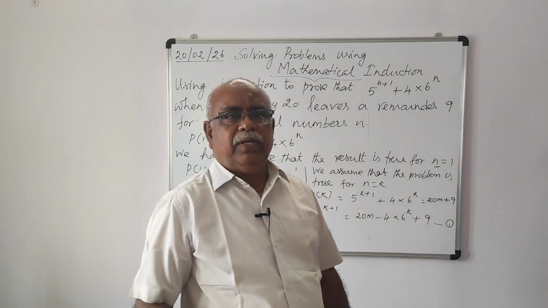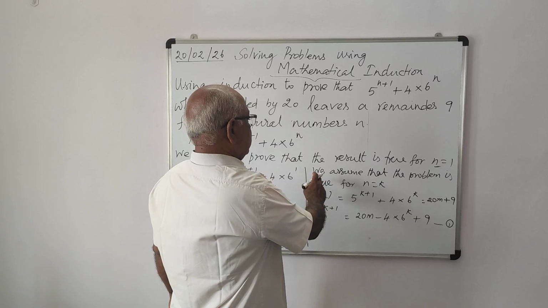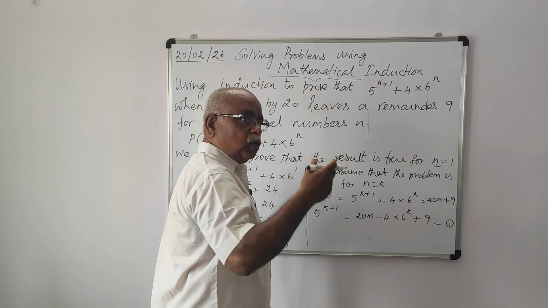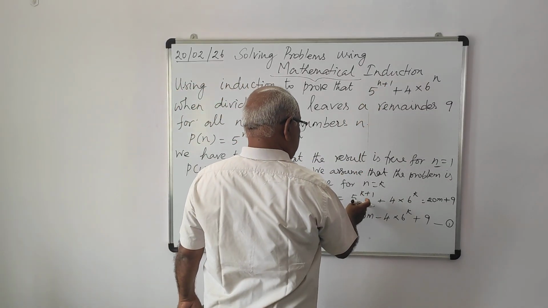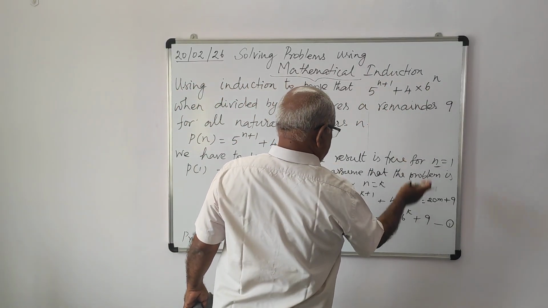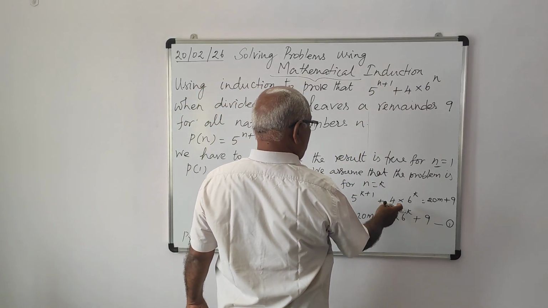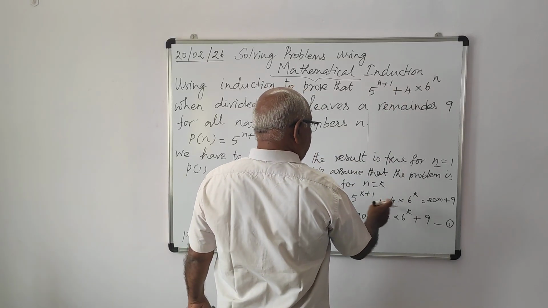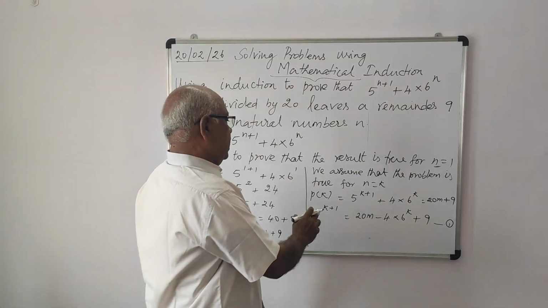The next second step is the induction step. In induction, we assume that the result is true for n equal to k. So p of k is 5 power k plus 1 plus 4 into 6 power k. When we give k, it becomes k plus 1. This is divisible by 20 with remainder 9, as per the principle.